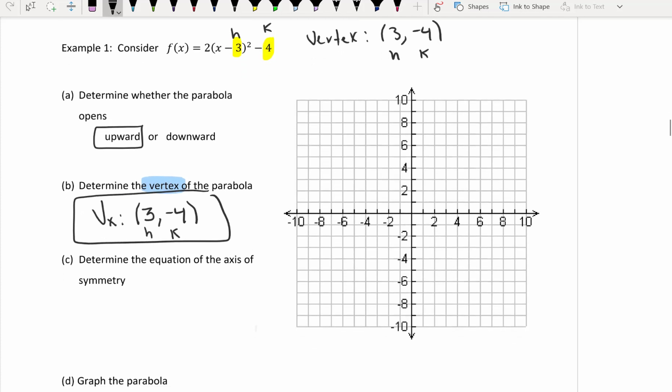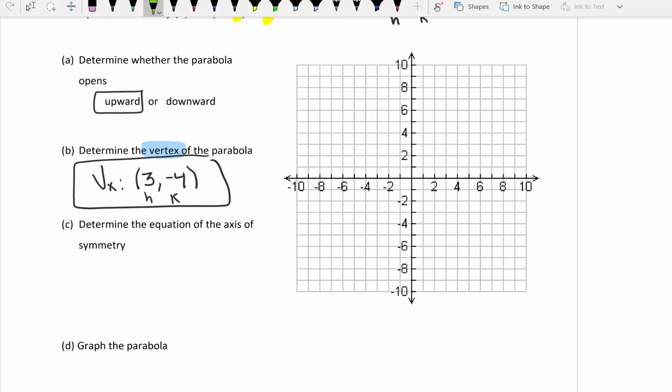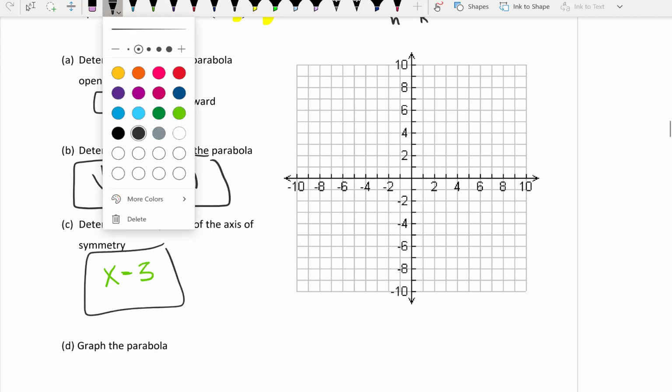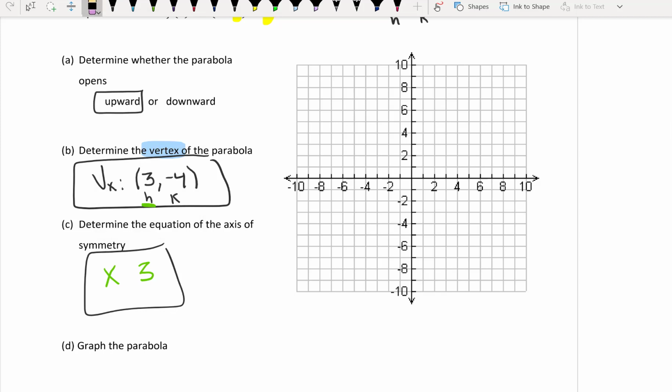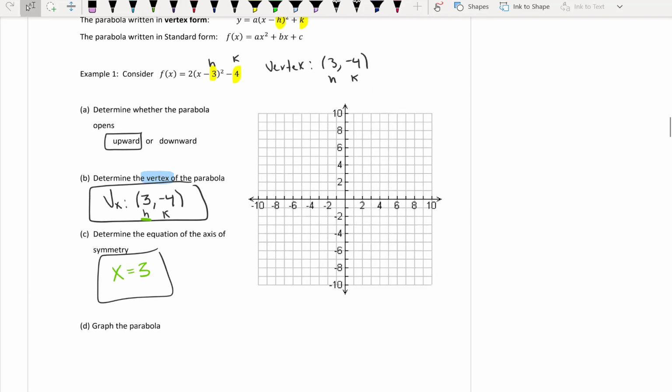Okay, so then if you are determining the equation of the axis of symmetry, well, that's x is equal to, and it's always going to equal this h value, so it's going to equal 3. So x is equal to 3 is the equation of the axis of symmetry. Now it wants me to graph this parabola. Well, at the very least, I know that I have 3, negative 4.